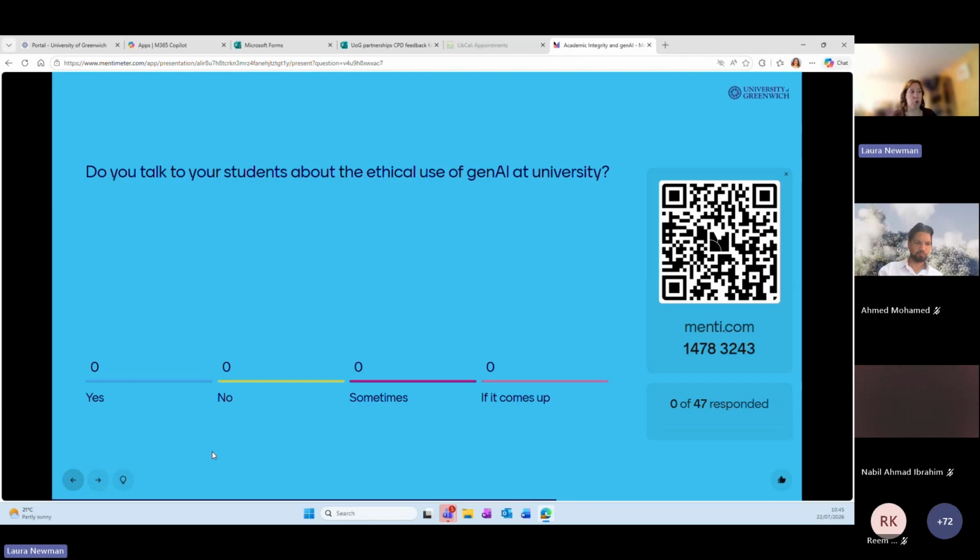Do you currently talk to your students about the ethical use of GenAI? Is this something that you would actively talk to your students about? Or is this something that you aren't sure if it's your remit, or that it doesn't come up, or it's just something you're not competent to talk about, so you don't? I'm just curious as to where you're at in terms of this. So whether you're all already doing this or not, essentially, is just what I'm curious about.